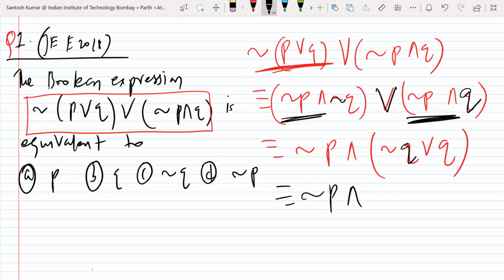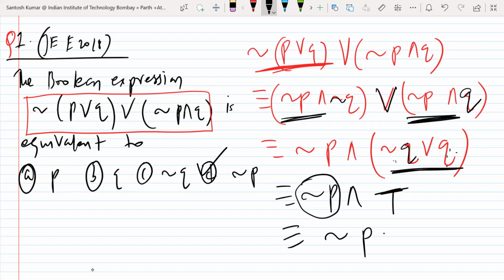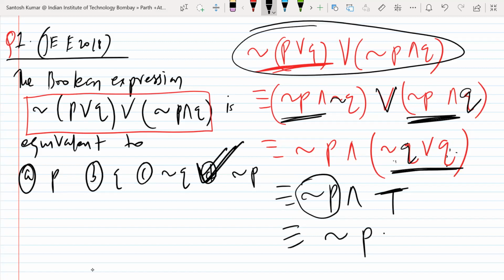See, not Q or Q is an identity. If you remember it directly, fine; if you don't, you can check. If Q is true, then not Q is false, and false or true is true. If Q is false, not Q is true, and true or false is true. So in both ways, this is always true. And not P and true: if not P is true, then true and true is true; if not P is false, then it is false. So this is going to be negation P. So option D is correct. The given statement is equivalent to not P.